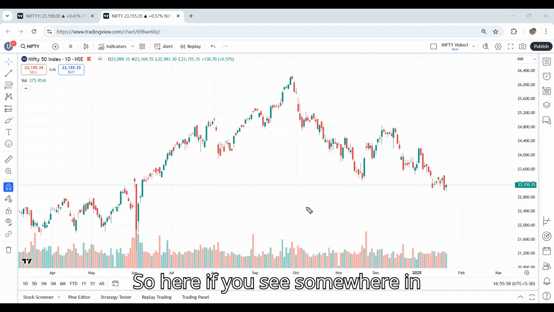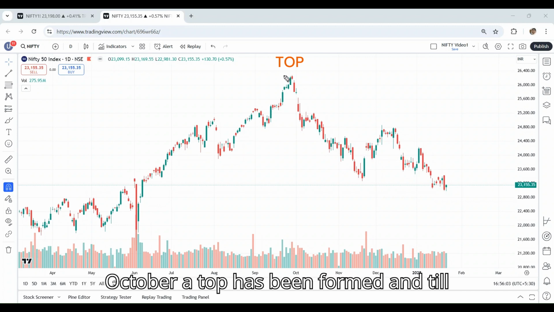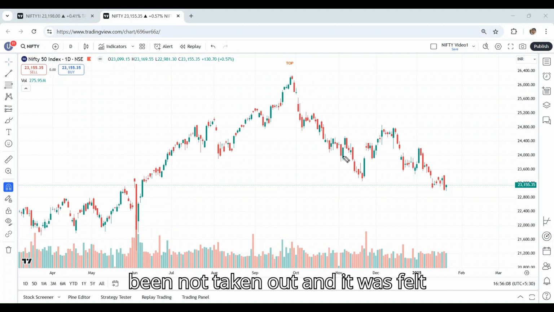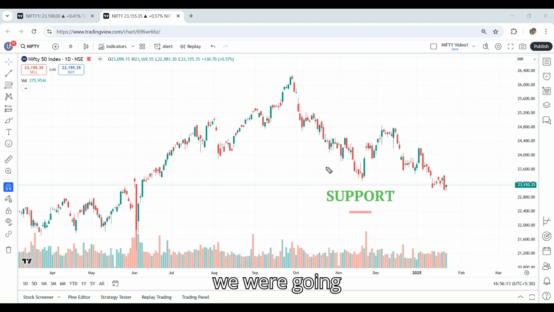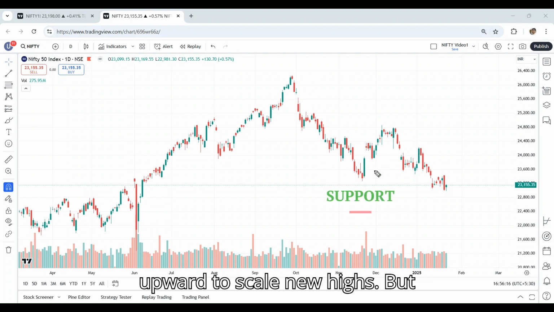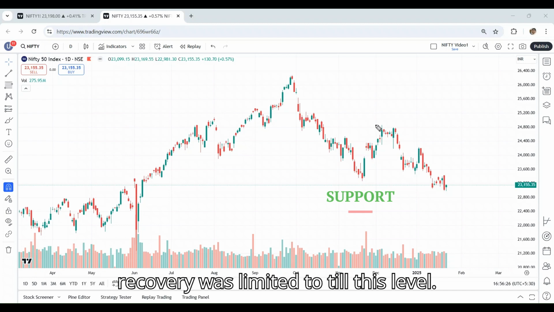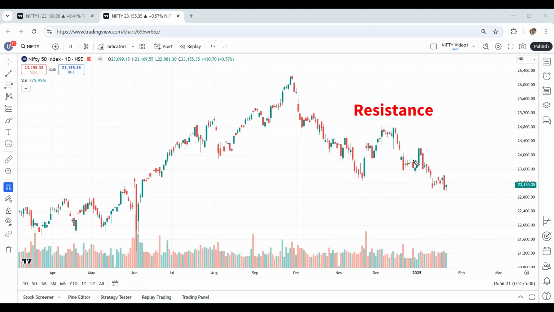So here, if you see, somewhere in October a top has been formed. Until now this top has not been taken out, and it was felt that this is the bottom in place and we were going upward to scale new highs. But the market has proved this notion wrong, and the recovery was limited to this level, and then came the downfall. Okay, so this is how we fell.